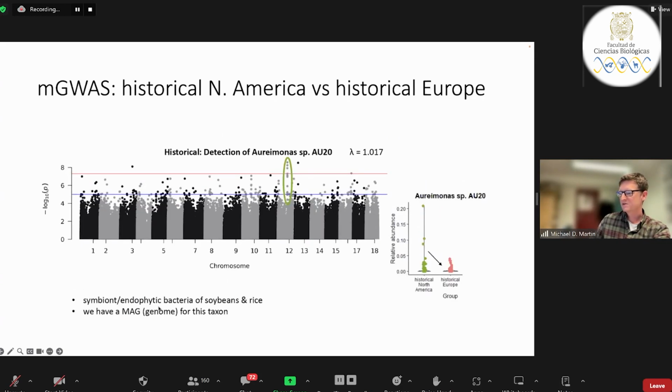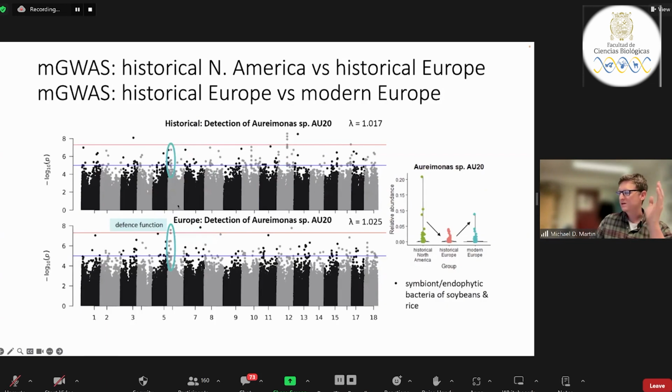Here we had a bacteria where we actually got the entire genome of this bacteria recovered, and it used to be more common in the native range, and then in the introduced range, it's less common. So here, I think we're seeing the loss of selection on that microbe. And another case with defense.